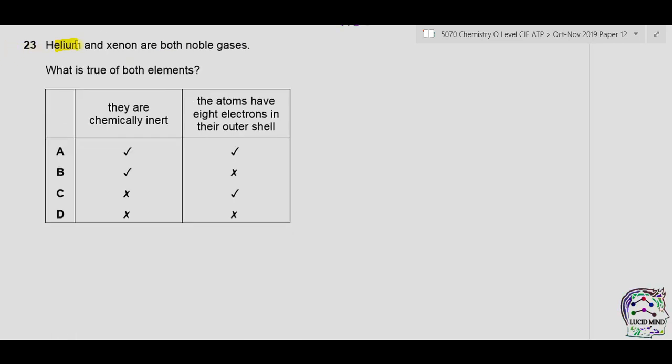Question 23. Helium and xenon are both noble gases. What is true of both elements? First is that they are chemically inert. This is a true statement because noble gases do not react with other elements to form compounds. Second is that the atoms have 8 electrons in their outer shell. Now this is true for xenon, but for helium this is not true because the atomic number of helium is 2. So there are just 2 electrons present in the first shell. So it is not true for both. The answer is therefore B.